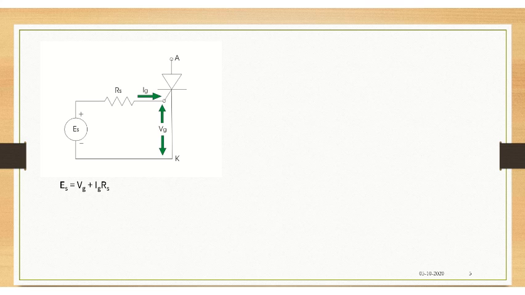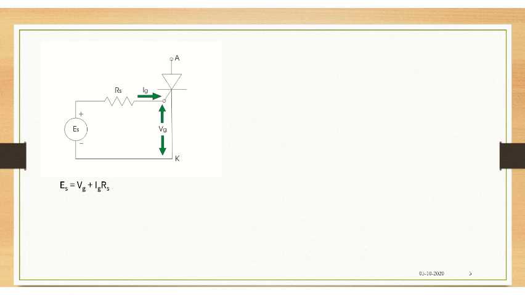In order to draw the load line, we will consider this circuit, the gate drive circuit. You have the gate source, which we'll call ES. You have a series resistance connected to the gate terminal, which we call RS. You have the voltage applied across gate and cathode, which we call VG, and the current flowing at the gate terminal, which we call IG. If you apply Kirchhoff's voltage law, we get the equation ES equals VG plus IG into RS.